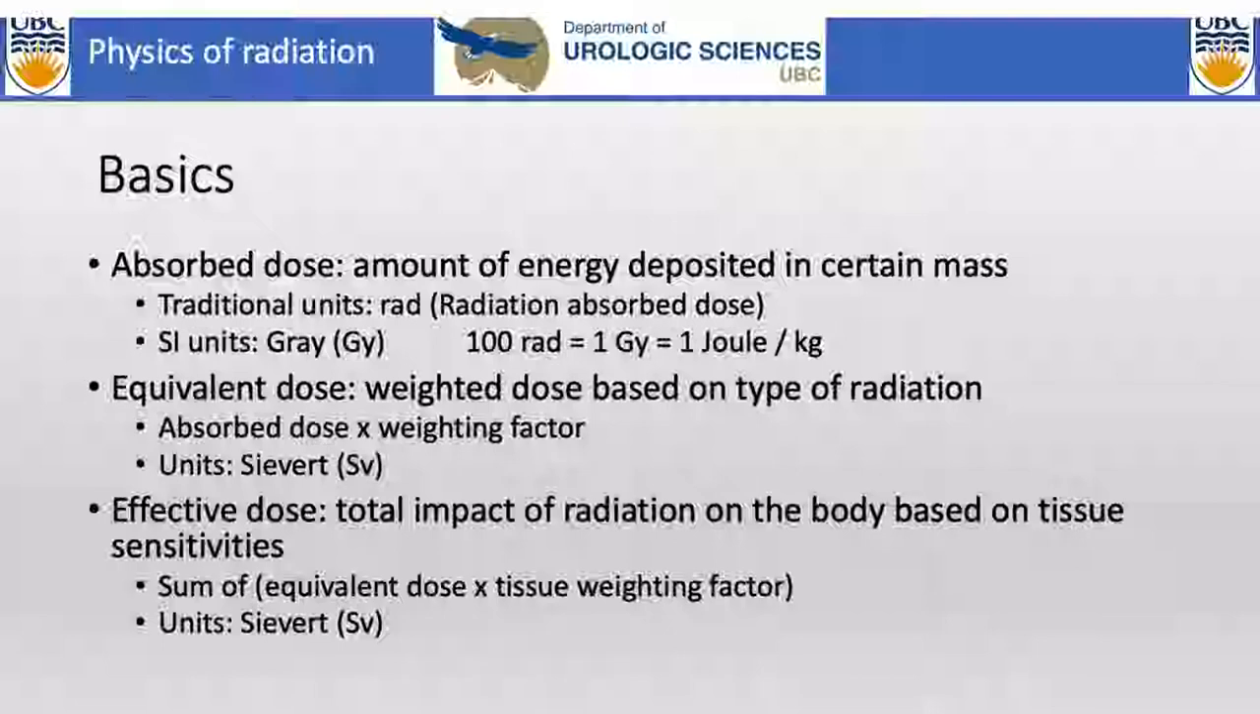And then finally, effective dose, which is what we'll see a fair bit of today, is the total impact of radiation on the body based on tissue sensitivity. So every organ in the body has a different way that it responds to radiation. So you take the sum of all the equivalent doses to individual organs, put those all together, and you get the effective dose. The units there are sieverts. Which ones do they report? So usually, sometimes you'll see it in grays, just the general absorbed dose, but then for more specifics, it'll be sieverts. So most of the papers that I looked at were reporting in effective doses.